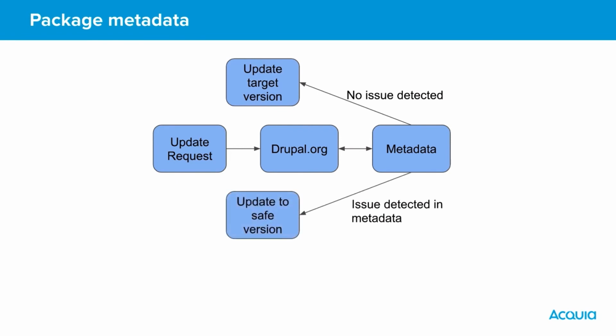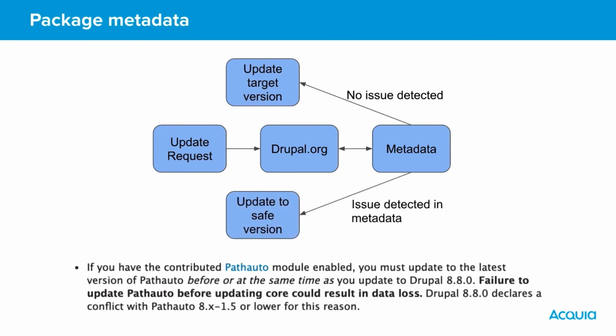A recent example of this would be the Path Auto module. An issue was identified that if a user updated their core to the latest version, they could experience data loss if they were running an older version of Path Auto. By having extra metadata about this particular scenario, Composer prevented updates to the latest core if it detected an outdated Path Auto.